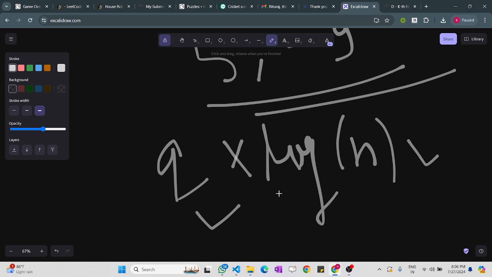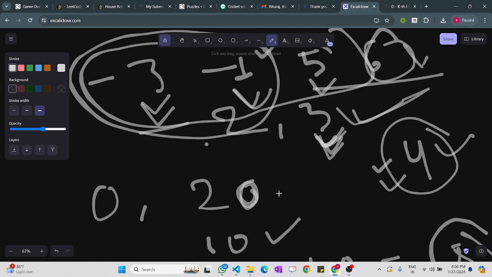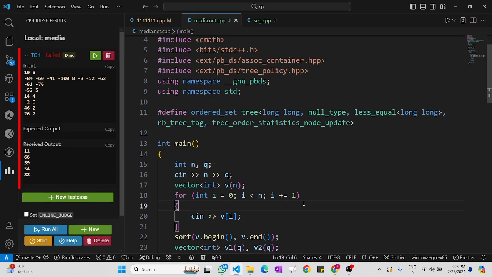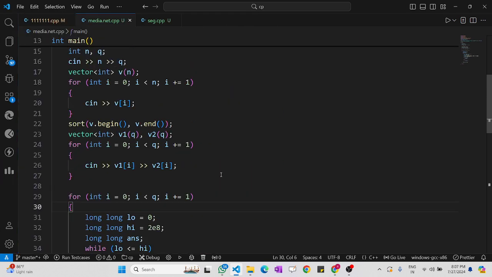Okay, so I think I have explained the logic of this question. Now we should move to the coding part, right? So let's see that. Okay, so this is what I have written. This is the code of this question B.